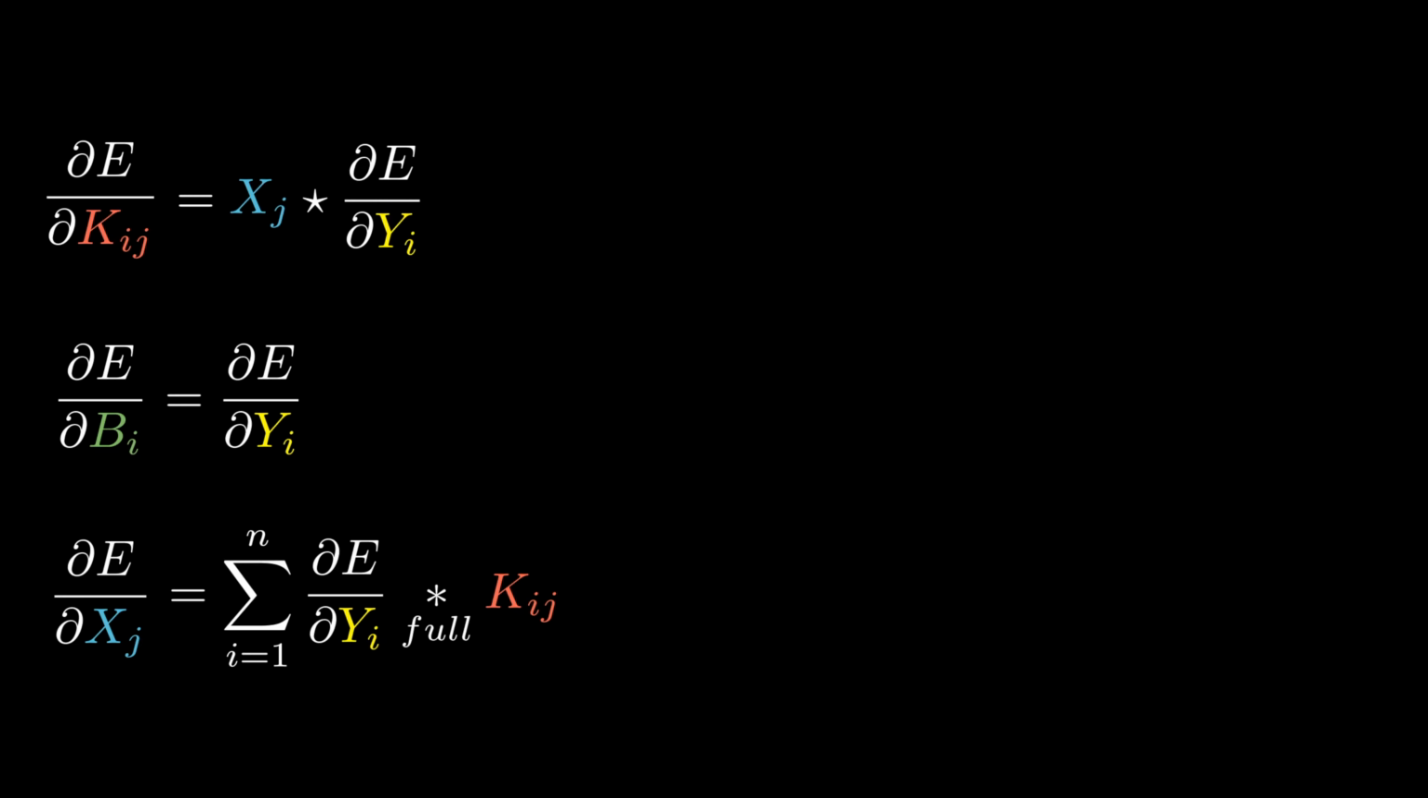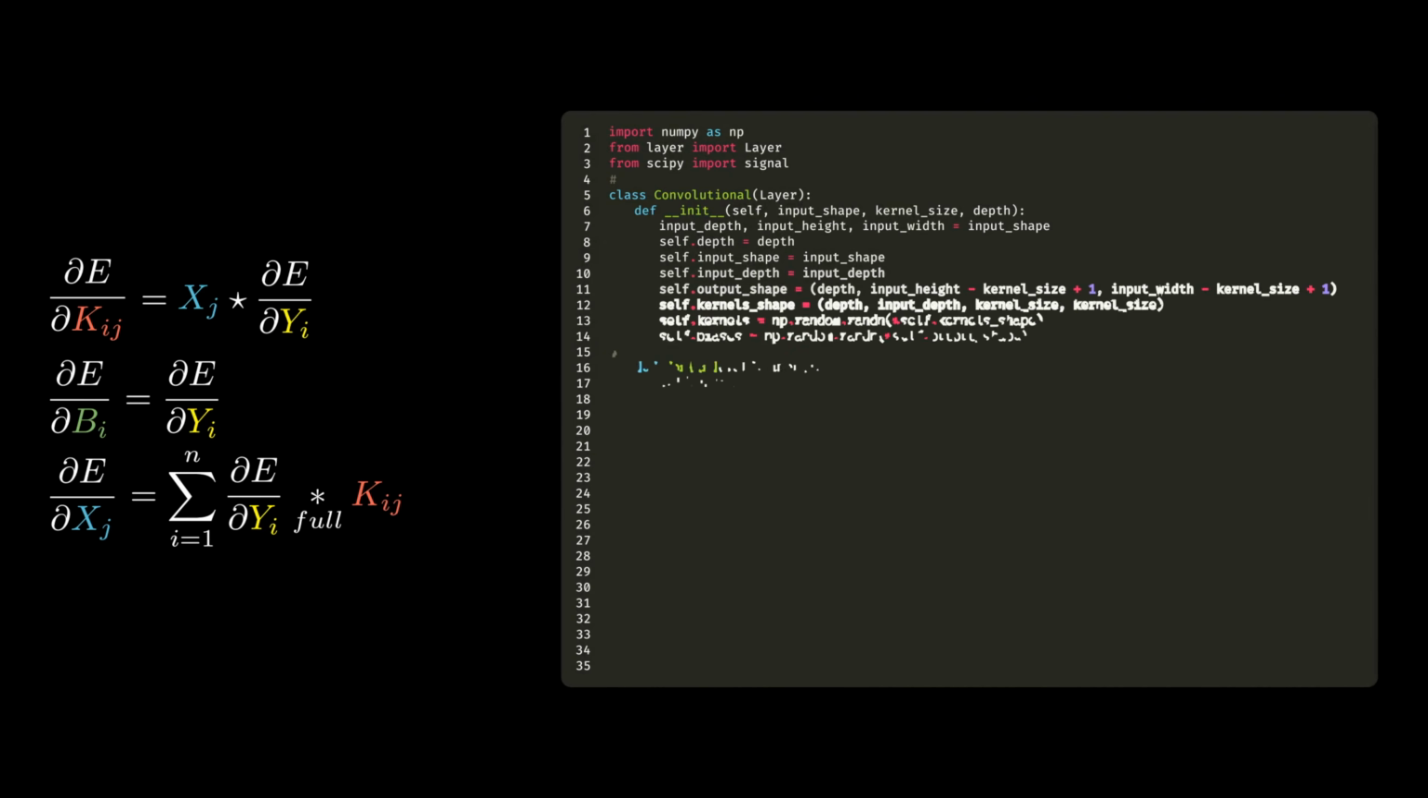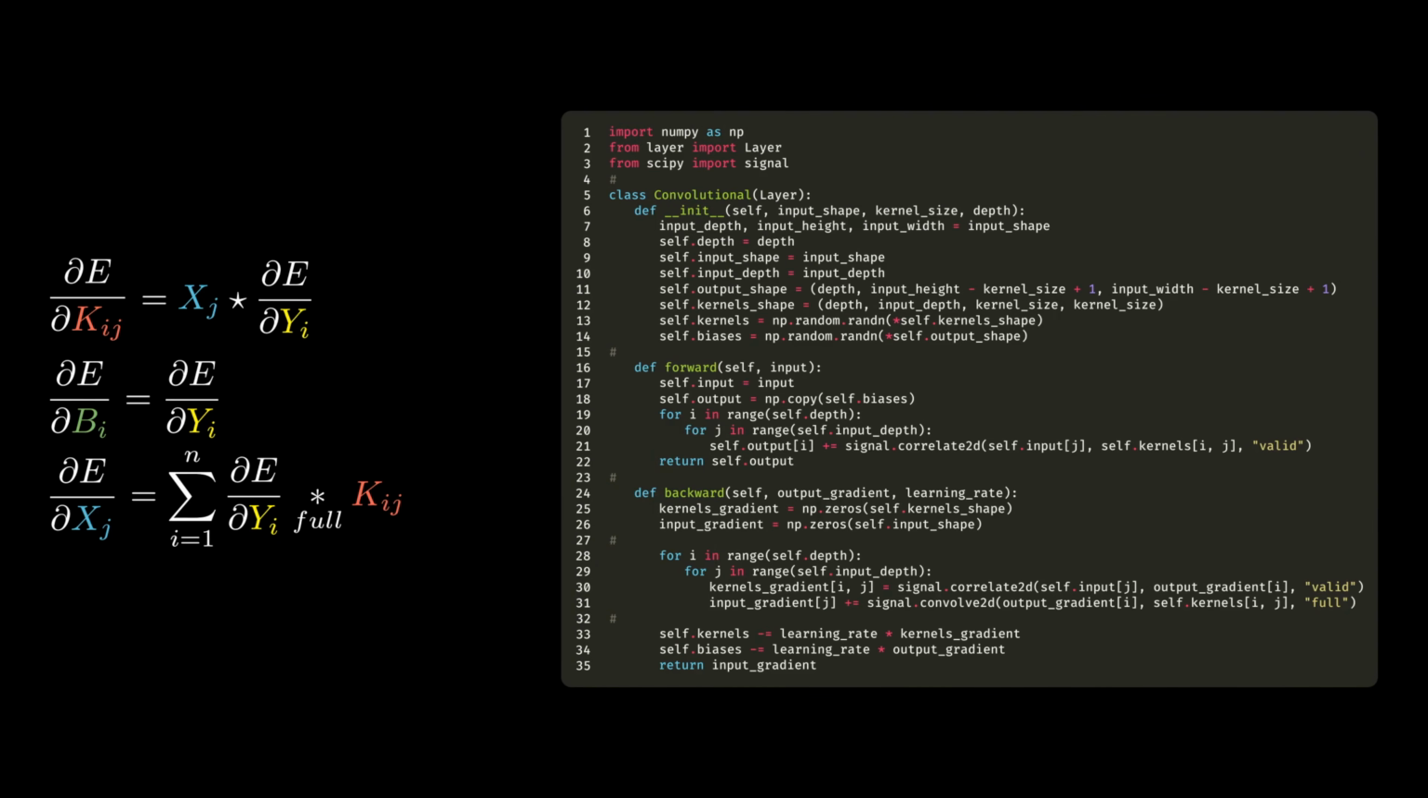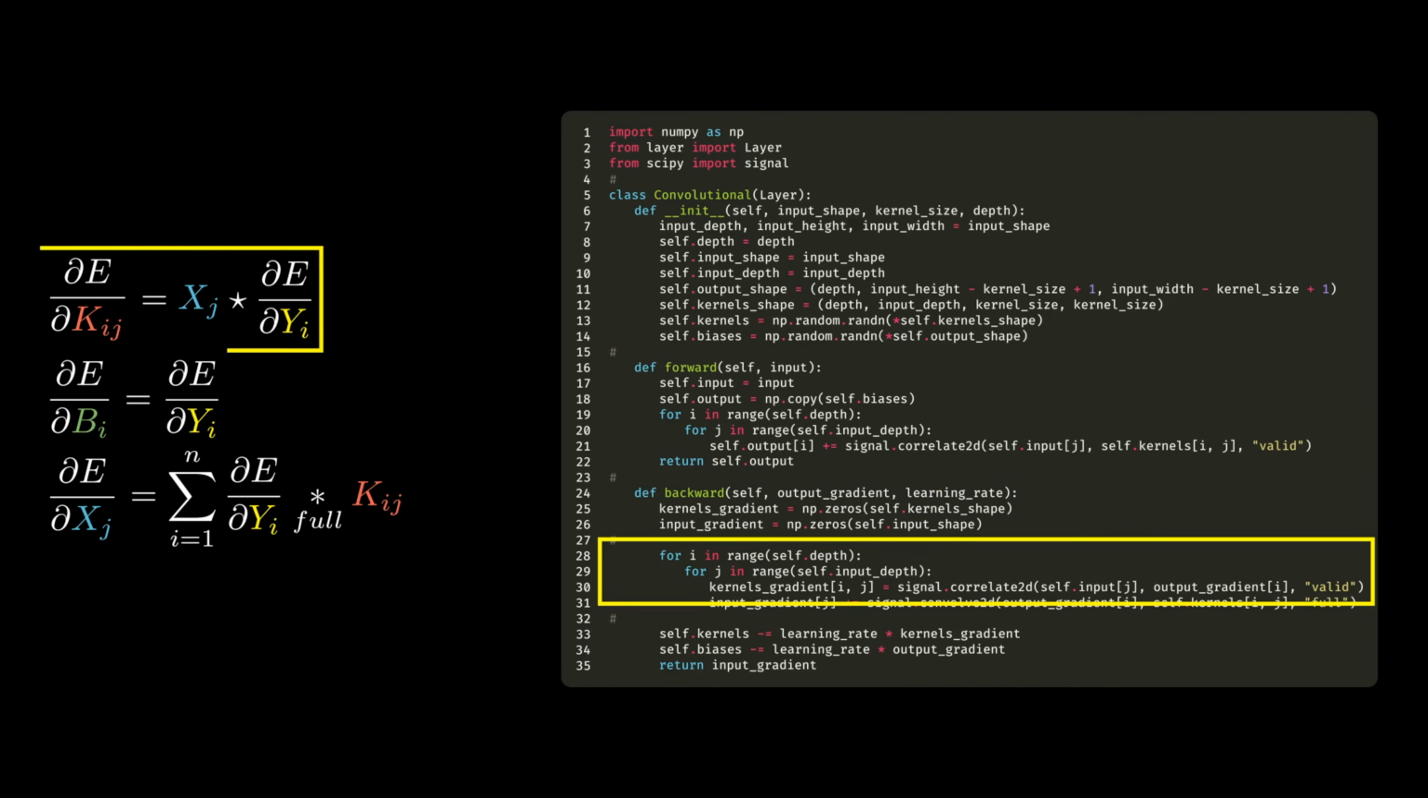Let us code the backward method. First, we start by initializing empty arrays for the kernel gradient and the input gradient. Next, we compute the derivative of E with respect to kij inside 2 nested for loops that go through the indices i and j. See how we literally translated the mathematical formula into code.